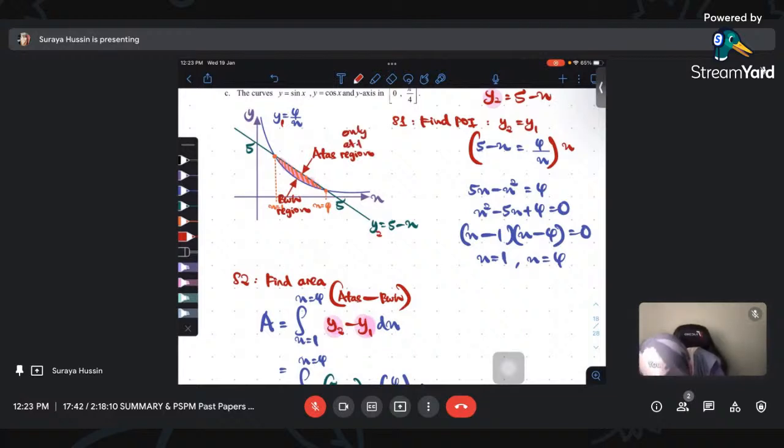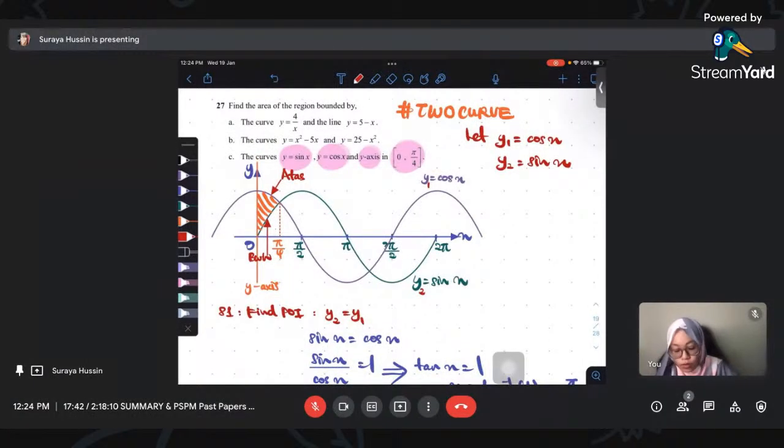Only at the region sahaja. Yang atas curve tolak bawah curve. Always like that. You tak percaya? Kita tengok soalan seterusnya. Iaitu C. Kita tengok soalan C ni.